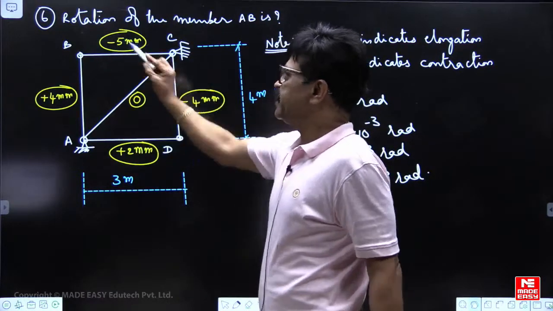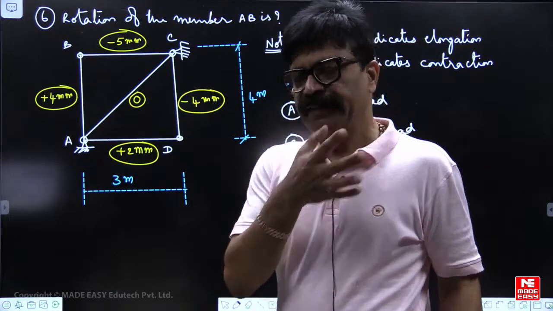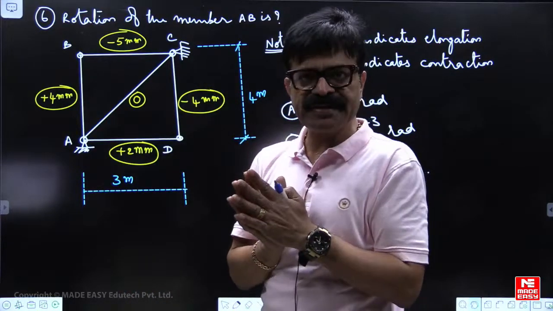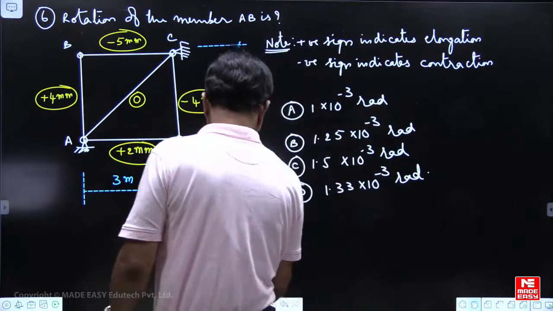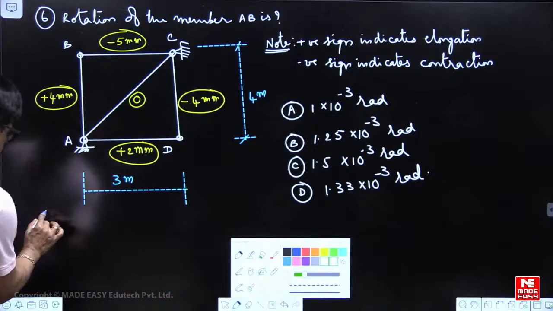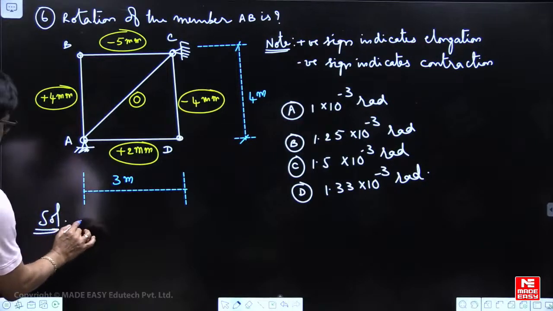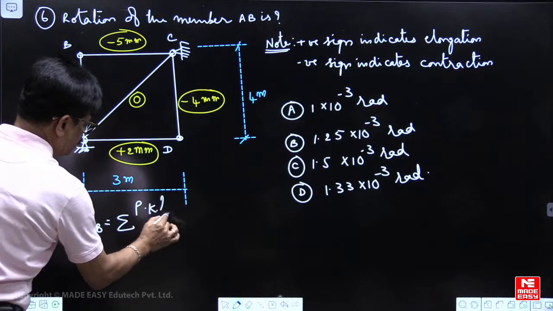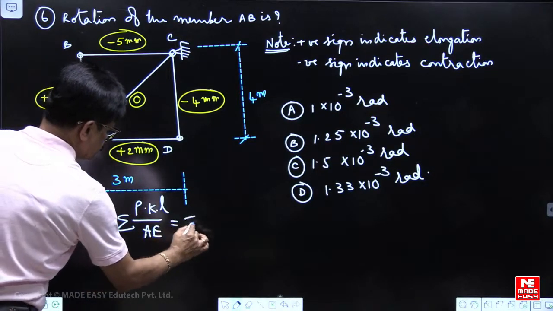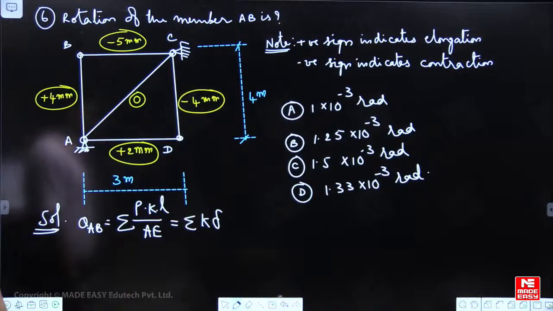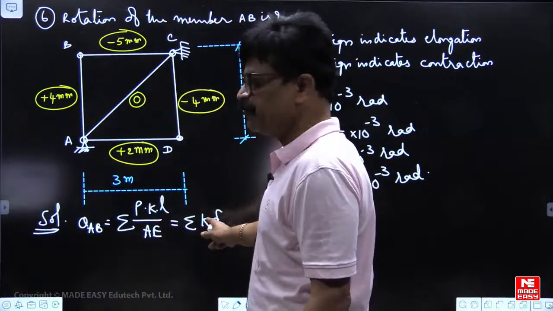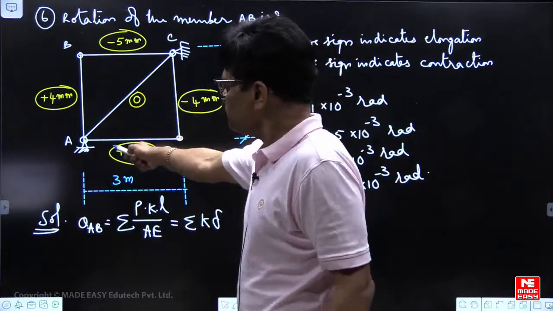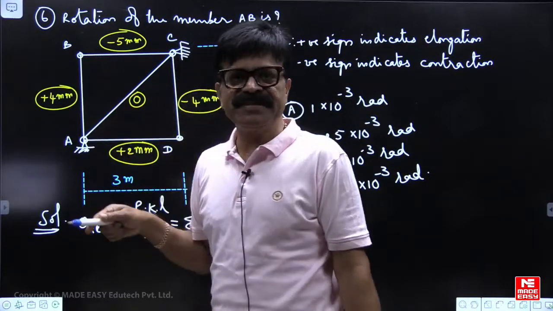Now rotation of the member AB. If the displacements perpendicular to the member are known to us, we don't have to use the actual formula, theta AB. The formula is the same, PKL by AE, which is nothing but summation of K delta. This we use if displacements perpendicular to the member are not known. Now perpendicular to the member AB, displacements are known to us.